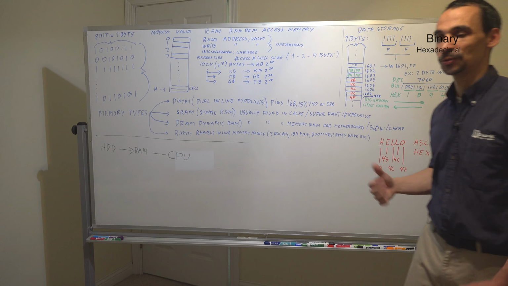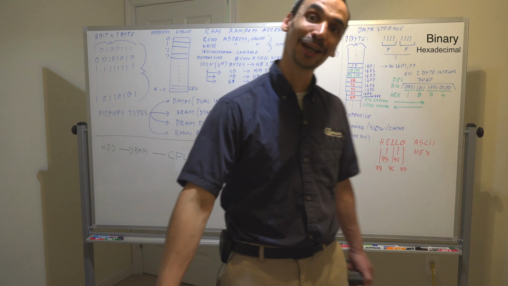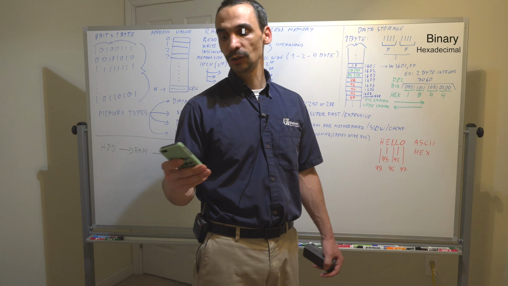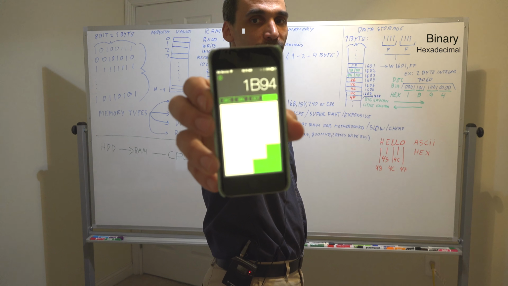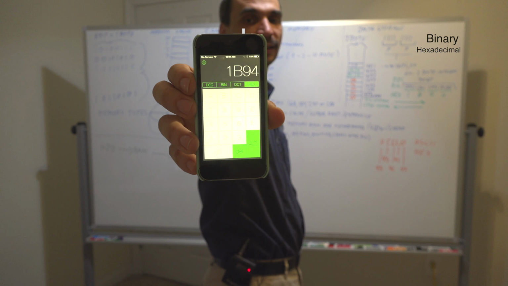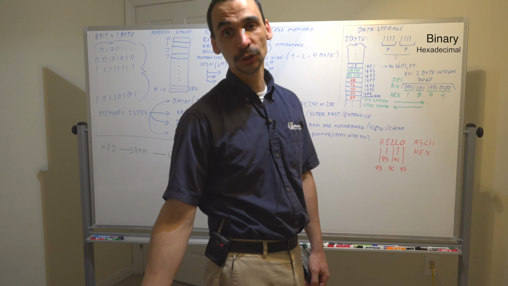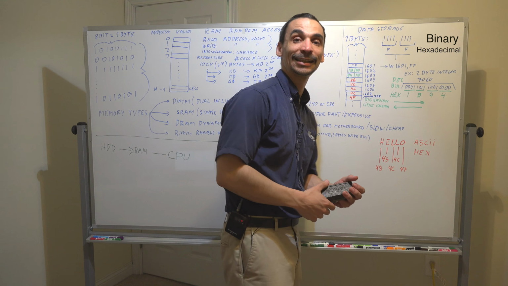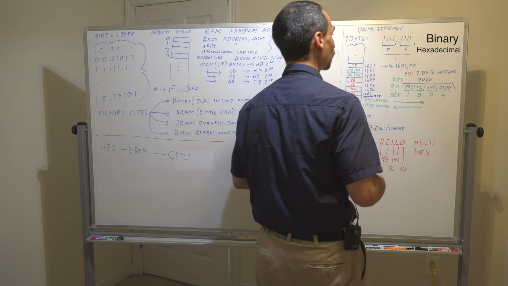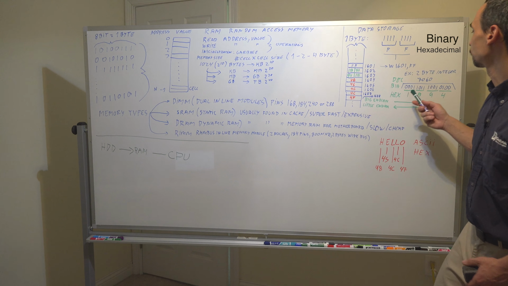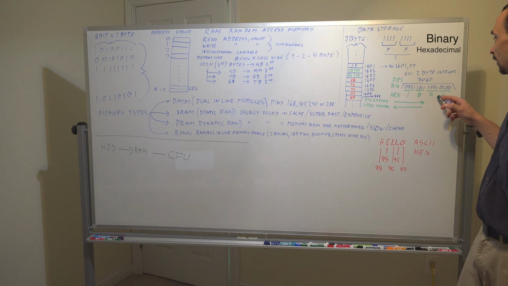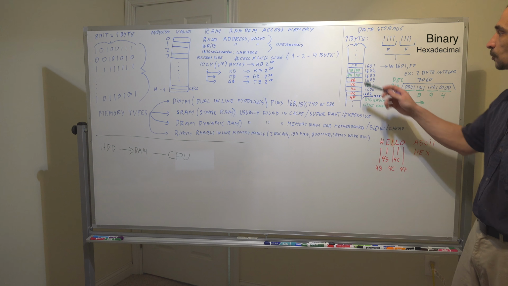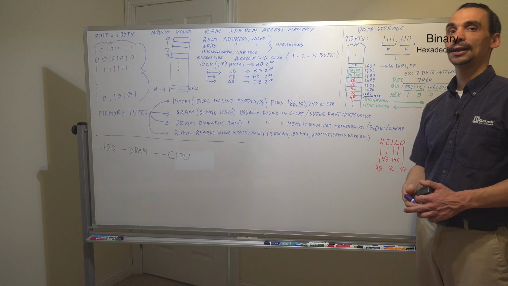If you want to know how you can do that, you can use Google, or I'll show you here a small app that I have for iPhone. You can use this app to do the conversion, or maybe in another class I'll teach you how you can do it manually. Okay, so now this value is 1B94. We are going to save it in these cells.